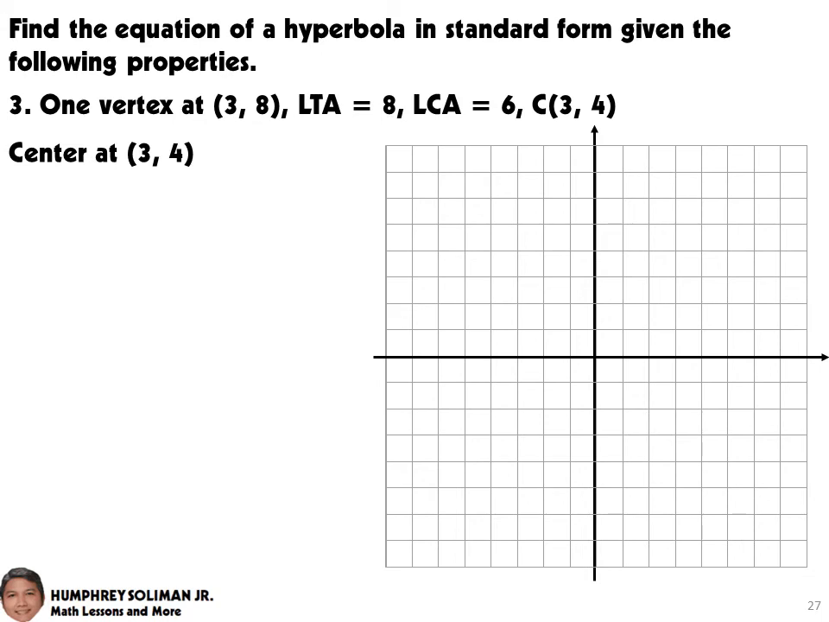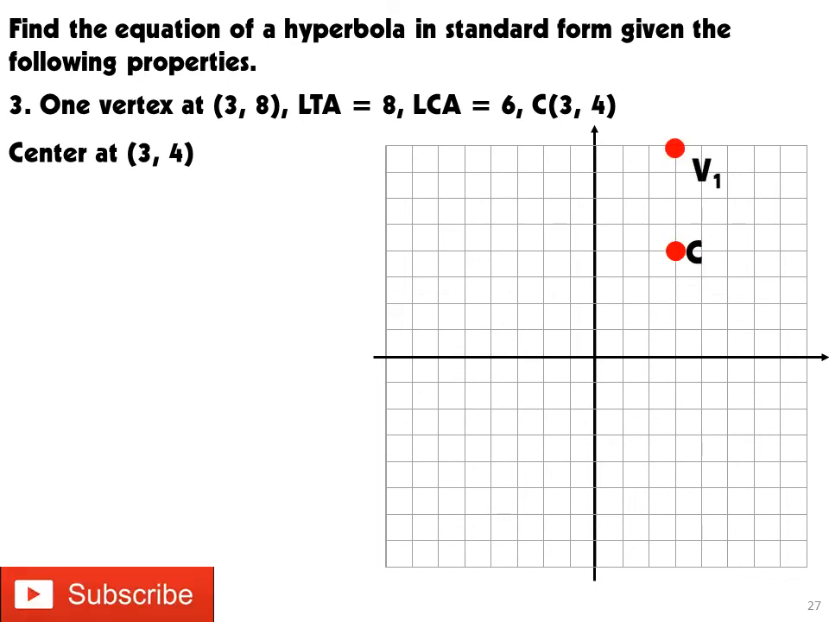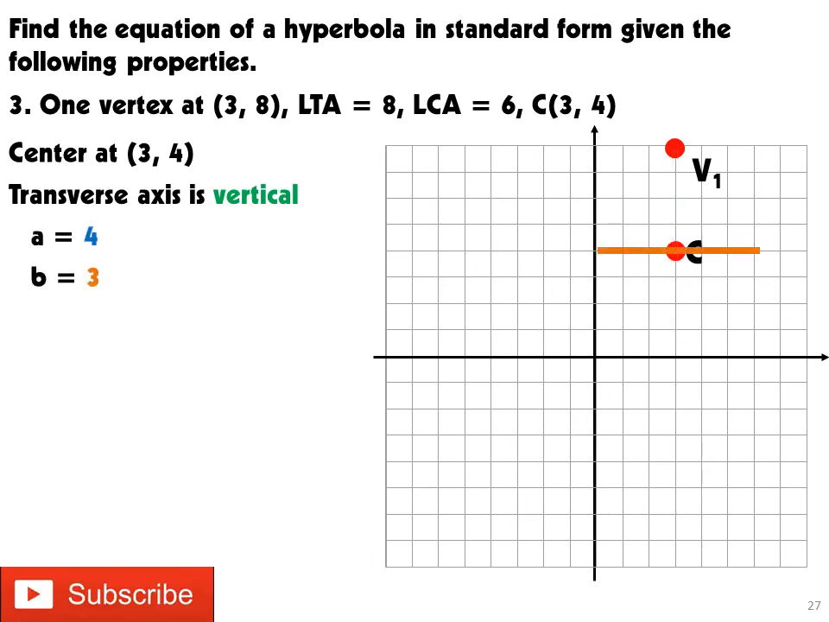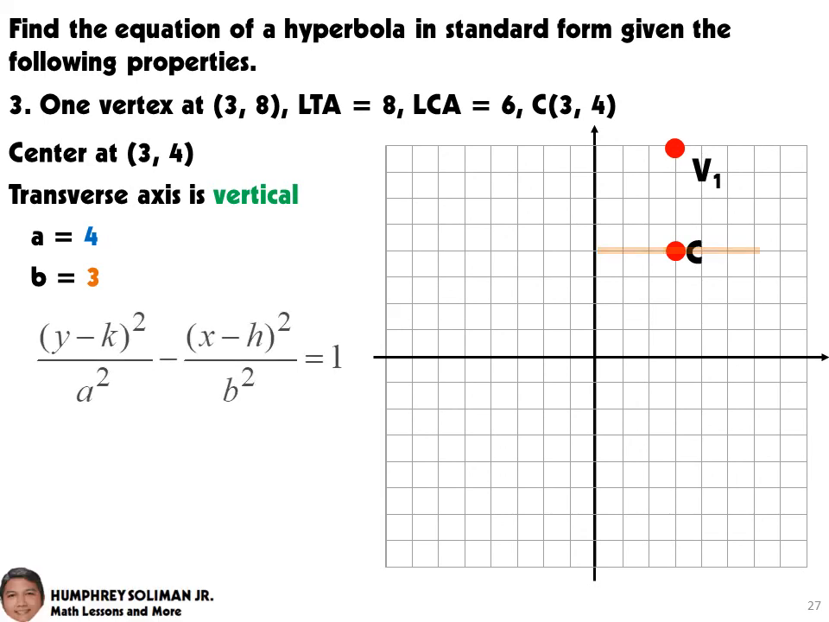Example number 3, we have one vertex at 3, 8, the length of the transverse axis equals 8, and the length of the conjugate axis equals 6, while the center is at 3, 4. If we plot the given vertex and the center, we can see that the transverse axis is vertical. The length of A is 4, and the length of B is 3.